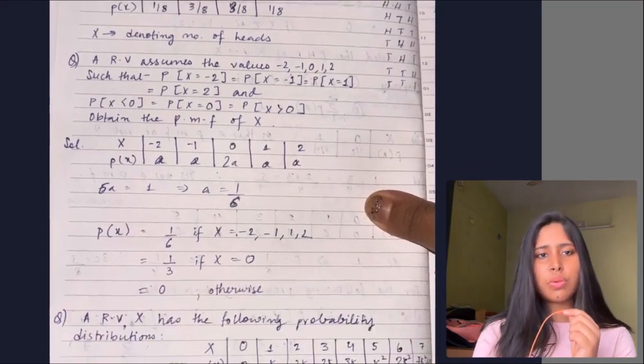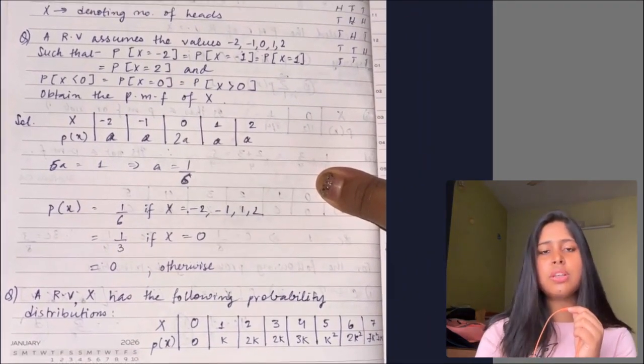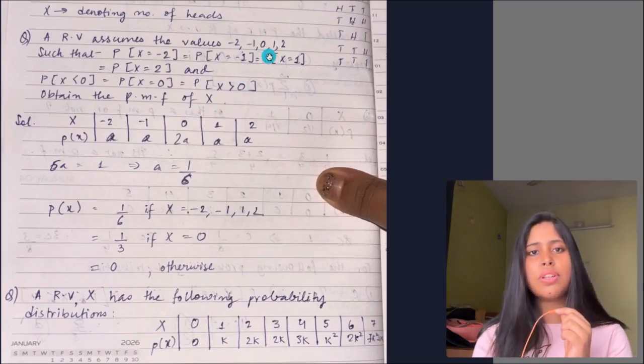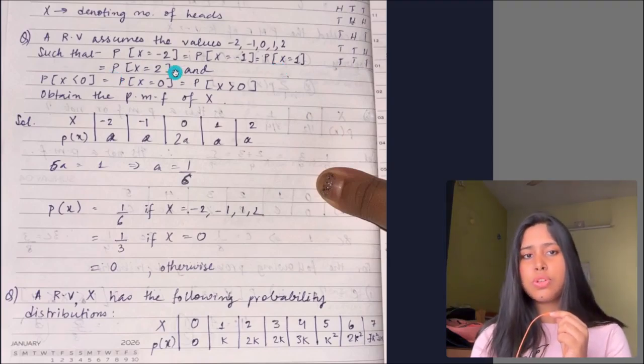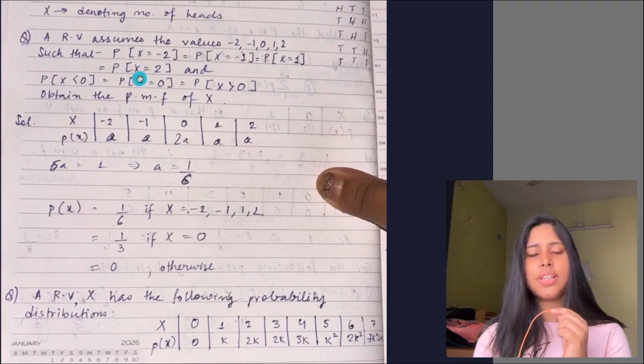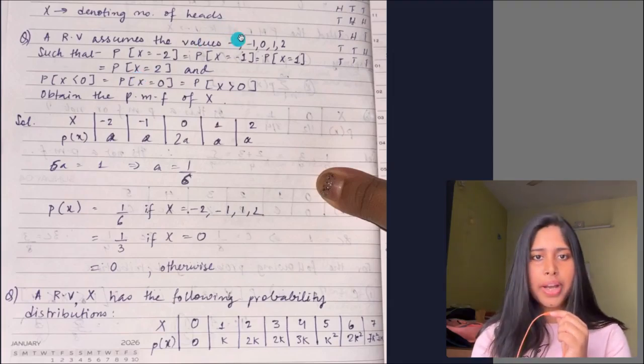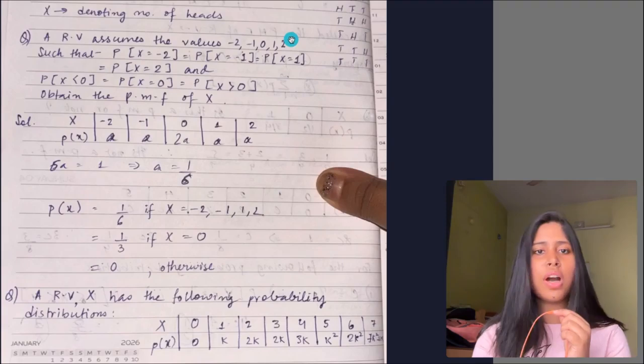Now coming to the next question. A random variable assumes the values -2, -1, 0, 1 and 2 such that probability of x equals -2 is equal to probability of x equals -1 is equal to probability of x equals 1 is equal to probability of x equals 2. Now, what do you understand from this? This means that the probabilities of -2, -1, 1 and 2 are the same.